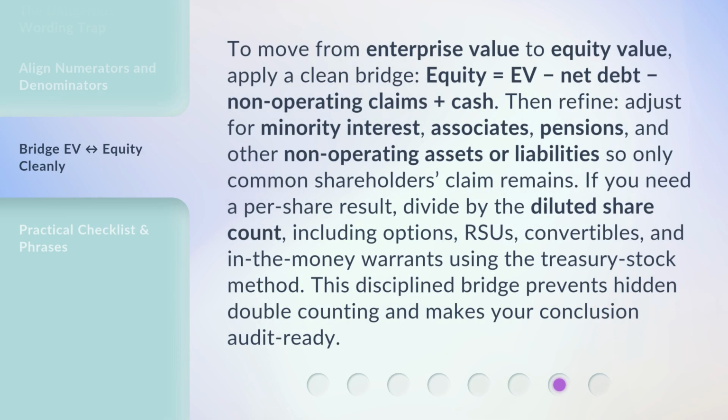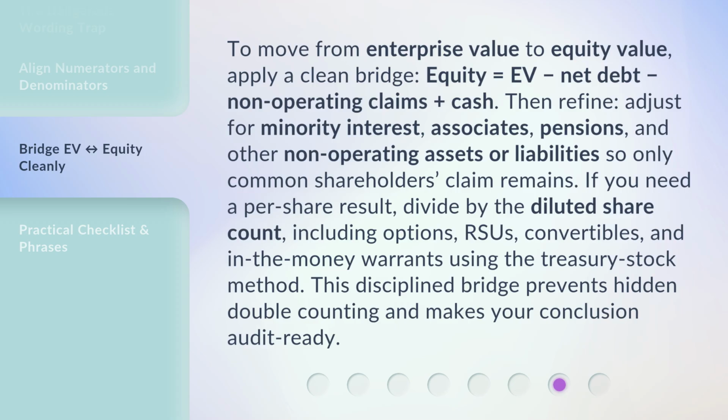To move from enterprise value to equity value, apply a clean bridge. Equity equals EV minus net debt minus non-operating claims plus cash. Then refine. Adjust for minority interest, associates, pensions, and other non-operating assets or liabilities, so only common shareholders' claim remains.